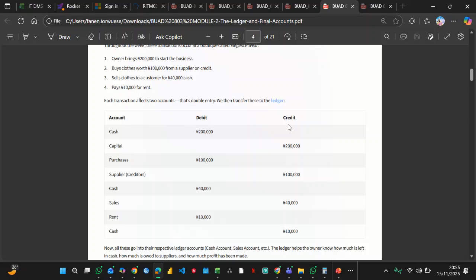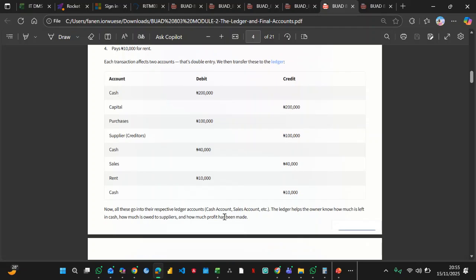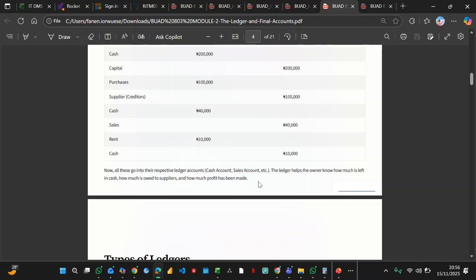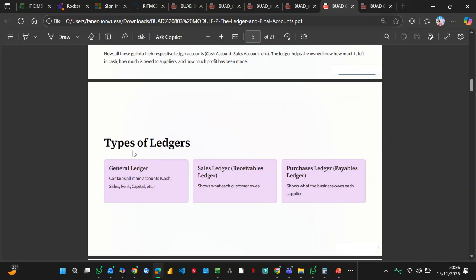So now all this goes into the respective ledger accounts, which are the cash account and the sales account. The ledger helps the owner know how much is left in cash, how much is owed to suppliers, and how much profit has been made. Do you get? We have different types of ledgers. We have the general one that contains all main accounts like cash, sales, rent, and capital.